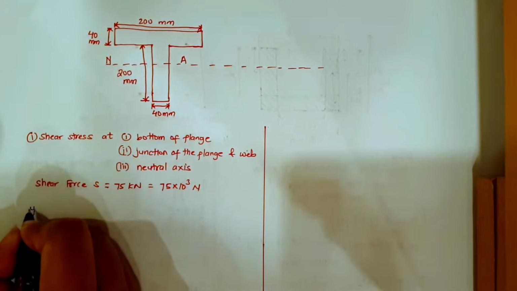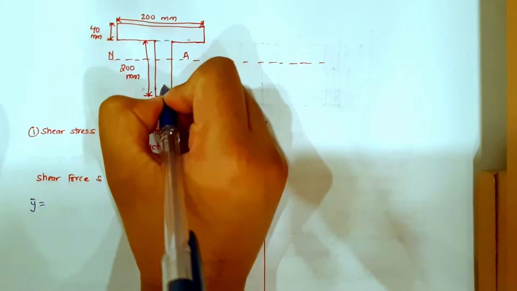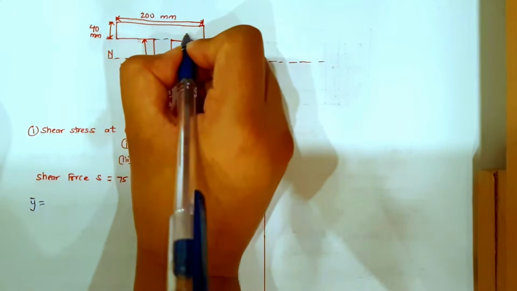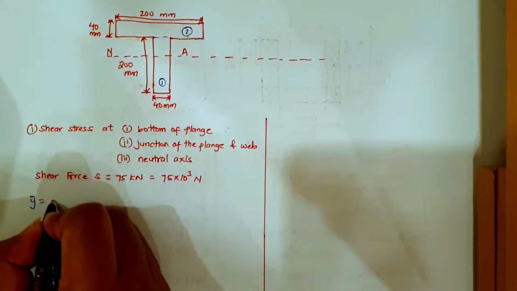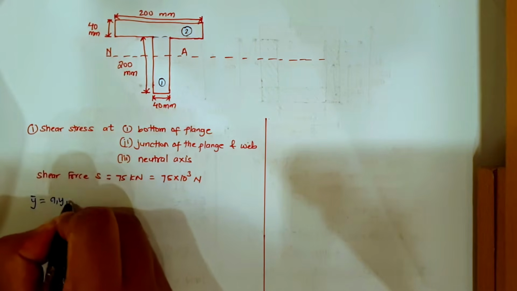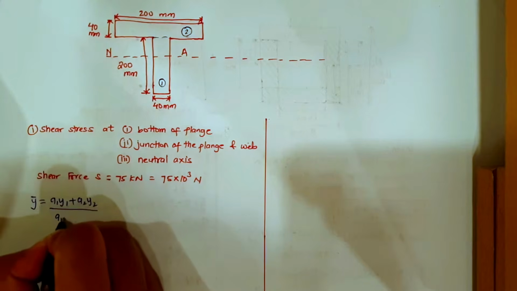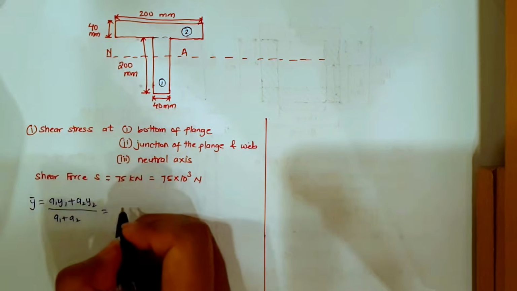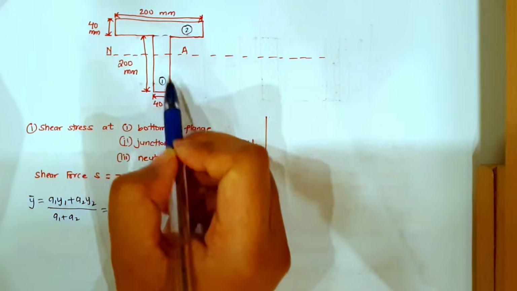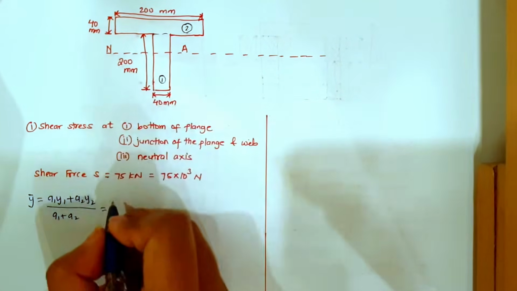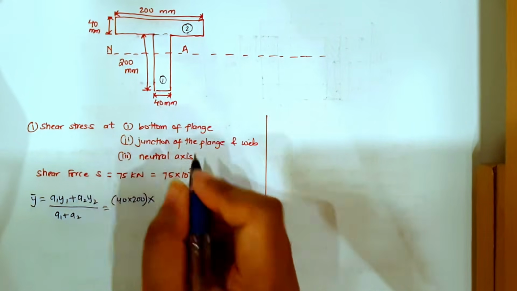Okay, so Y bar will be equal to, now I'm going to make this section as section number 1 and this flange portion here section number 2. The formula is A1 Y1 plus A2 Y2 divided by A1 plus A2, right? So how much is A1 for this web portion here? It is 40 into total depth is 200. So 40 into 200 into Y bar.